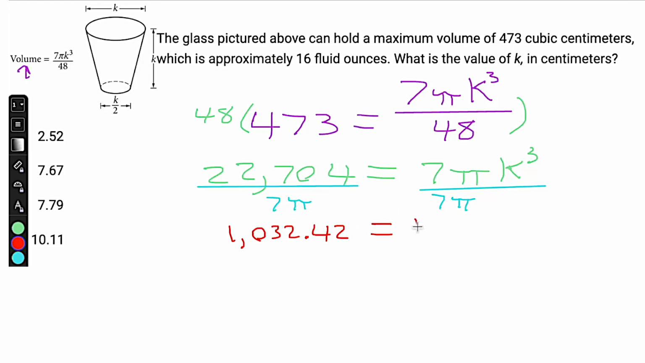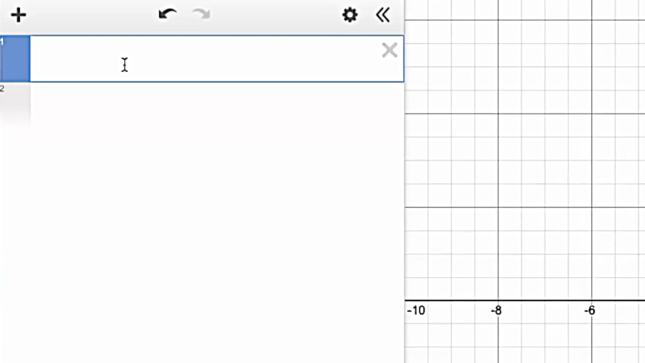Now that's equal to K to the 3rd power. So then the last thing we need to do is get rid of that to the 3rd power, which means we're going to cube root both sides, and definitely use Desmos for this. A little extra tip here: if you can avoid using the keypad, get used to using shortcuts.